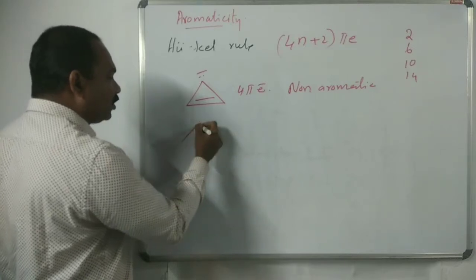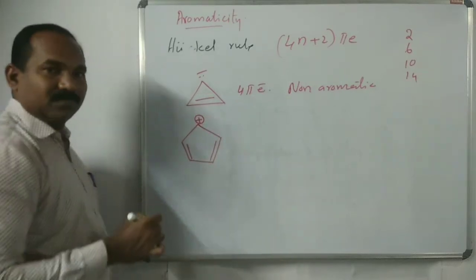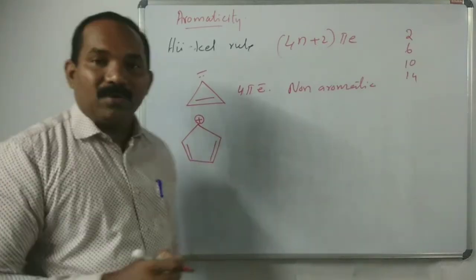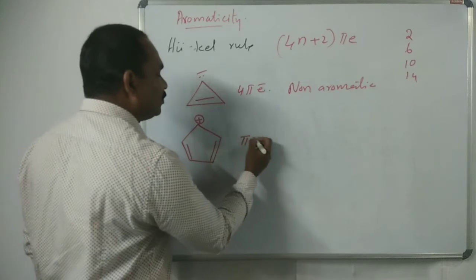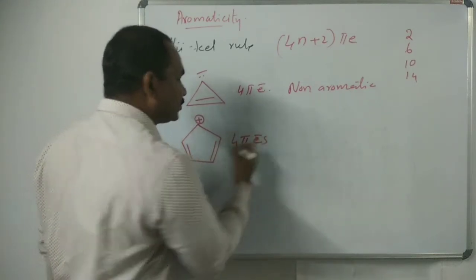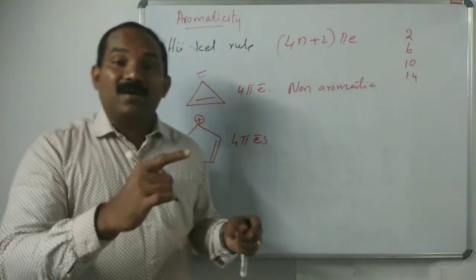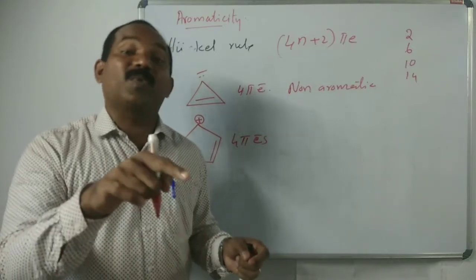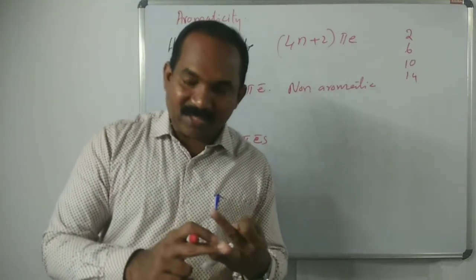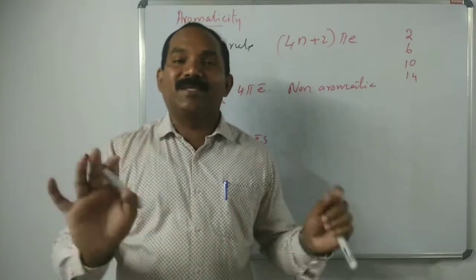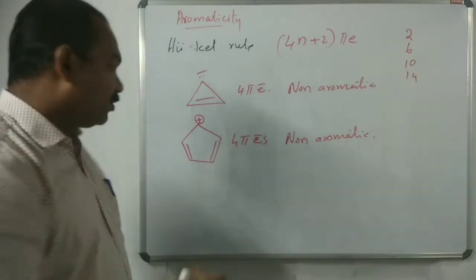And another one, cyclopentadienyl cation. The anion is aromatic. And this molecule is cyclic, planar, delocalization is possible, but the number of pi electrons is 4. Cyclopentadienyl anion is aromatic because it is cyclic, planar, delocalization is possible, and there are 6 pi electrons in the ring. But here, cyclic and planar, delocalization is possible, and 4n plus 2 electrons doesn't satisfy. The molecule is non-aromatic.